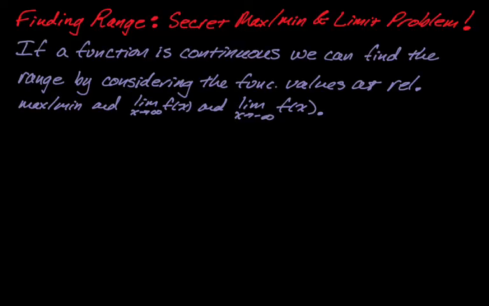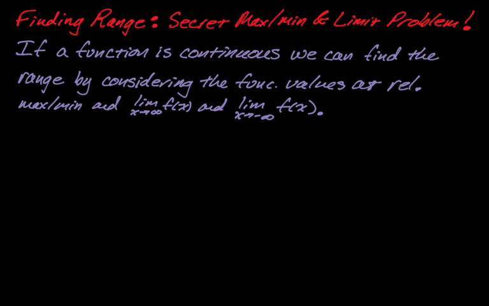So finding the range of a function, in my mind, is actually a secret maximum, minimum, and limit problem. So sometimes you're asked to find the range of a function. So here's how we can handle that, or the logic behind it. If a function is continuous, you can find the range by considering the function's values at the relative maximums and minimums, and the limit as you approach infinity and the limit as you approach negative infinity. It basically covers all the bases, right?